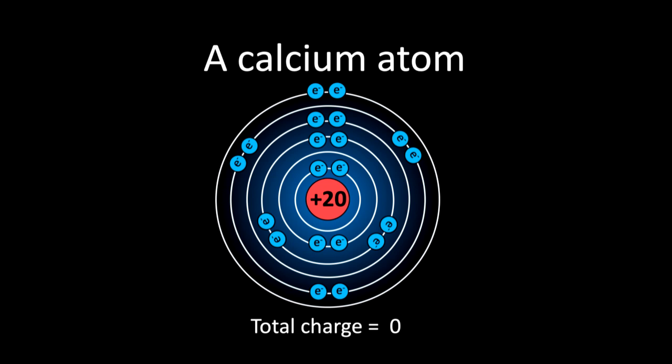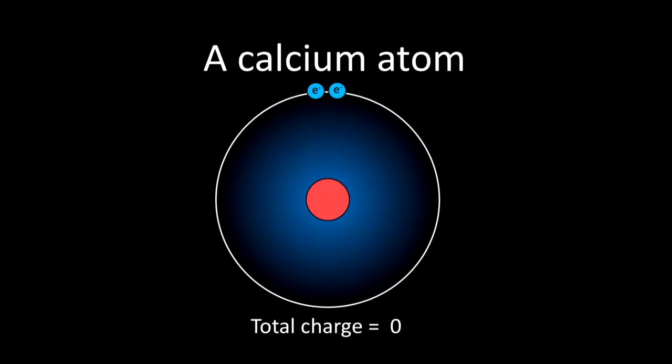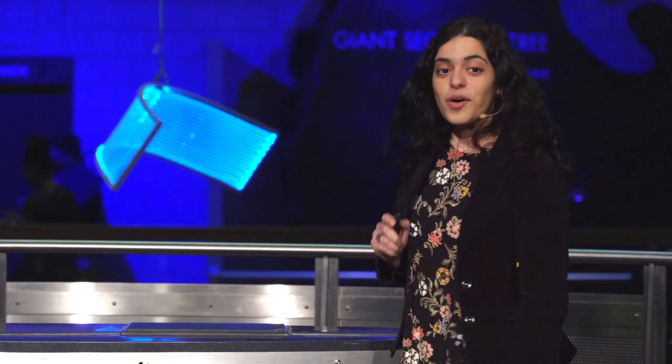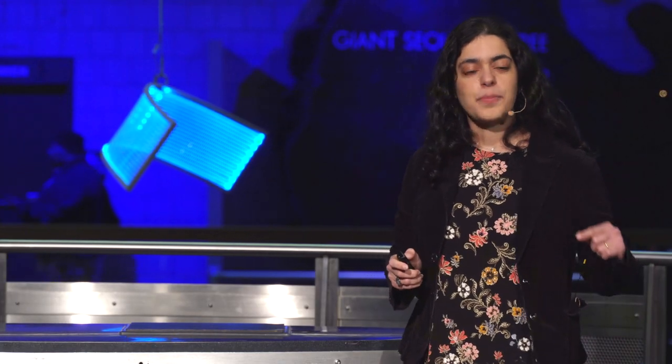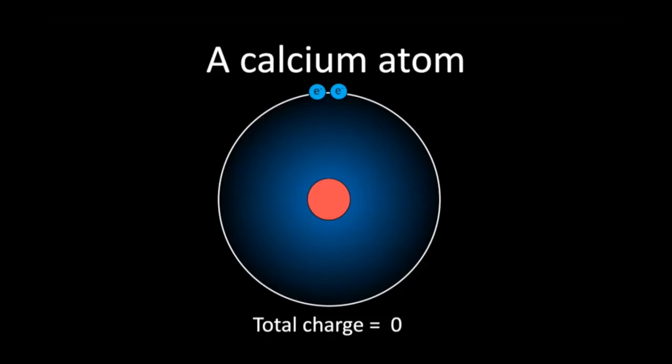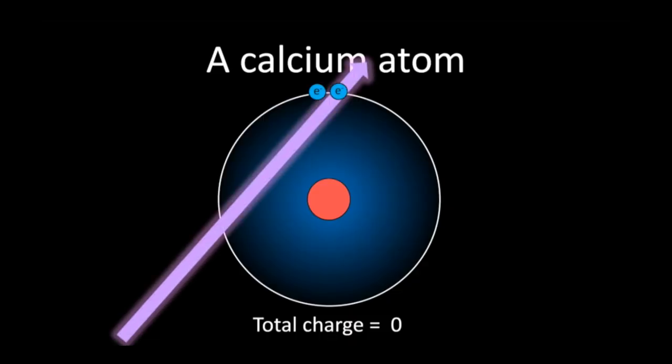And now I want you to focus just on the very outer ones, the ones that are furthest away from the nucleus. So I'm going to hide all of the inner ones. They're still there. I'm just not drawing them. And now I'm going to tell you that if I shine a purple or blue laser onto this calcium atom, I can actually kick out one of these outer electrons, get rid of it.